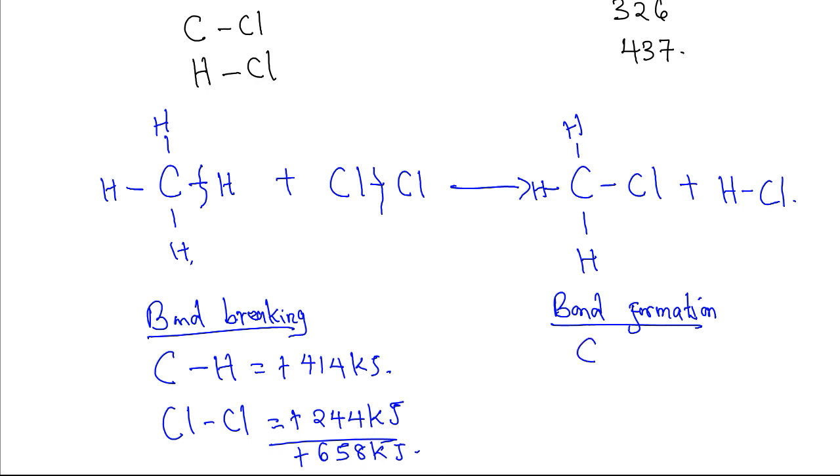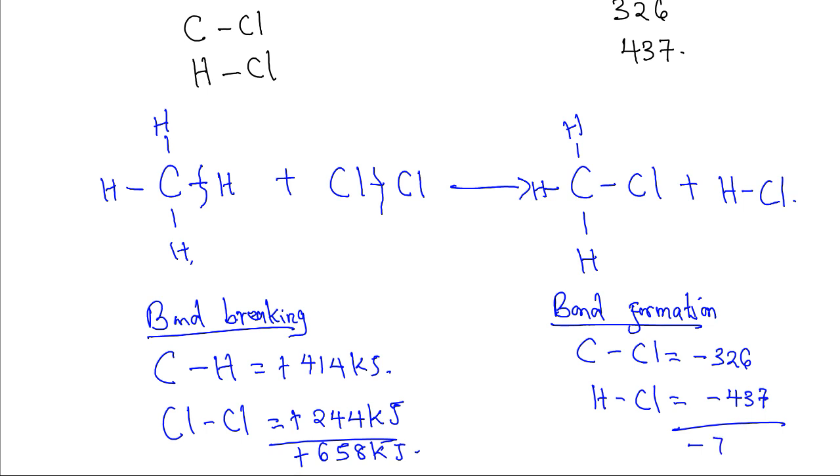So the one that is formed is carbon-chlorine first, and since it is bond formation, we are now taking negative 326 kilojoule. Then another bond that is formed is a hydrogen-chlorine bond in the product, and that is negative 437. If we add this, we get negative 757 kilojoule. Delta H, the enthalpy change. Therefore, enthalpy change will be plus 658 plus minus 757, giving negative 99 kilojoule as the enthalpy change for the reaction above.